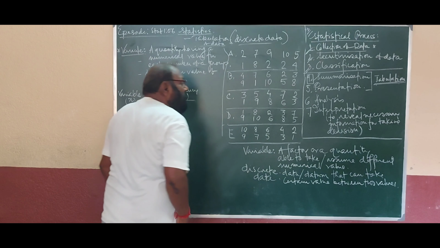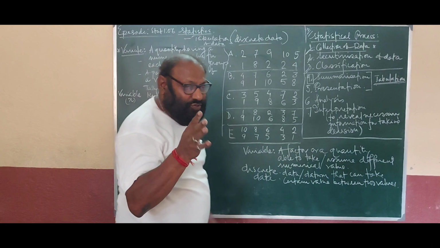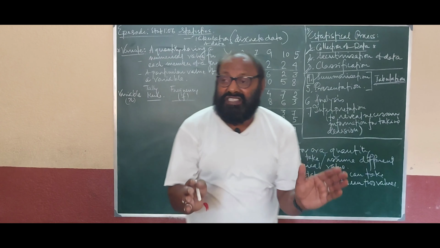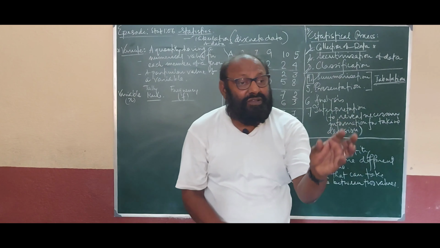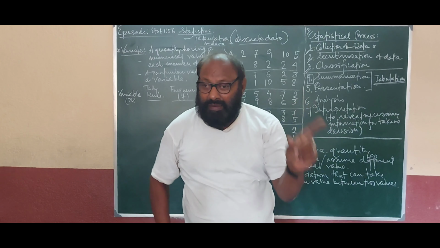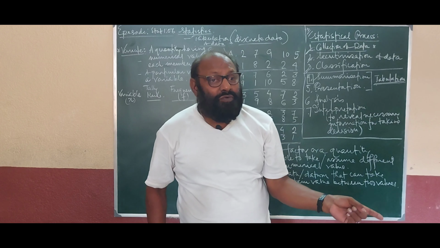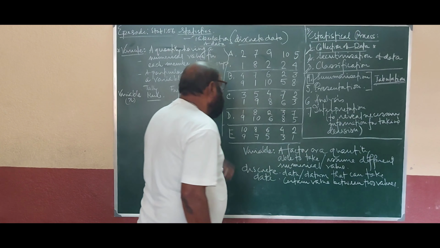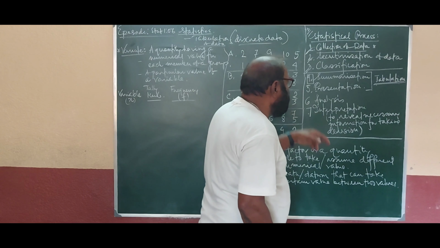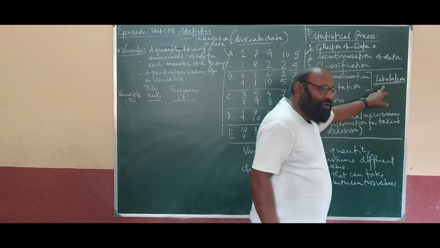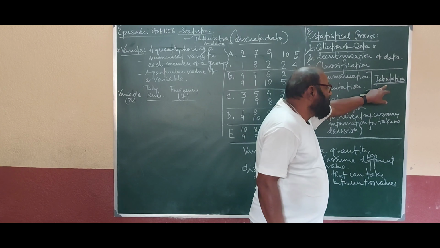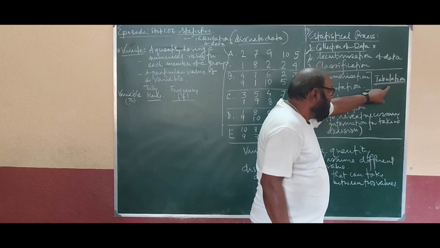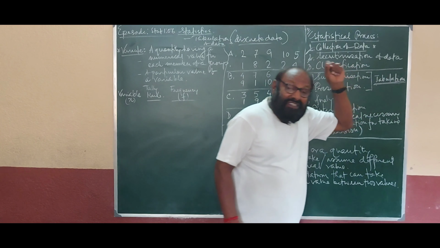So tabulation has two aspects, two functions, two statistical processes included therein. One is summarization of the data, and number two is presentation. We summarize and present, and this is the process. These two processes are performed with the help of a particular process and grouped together, and the process is tabulation.